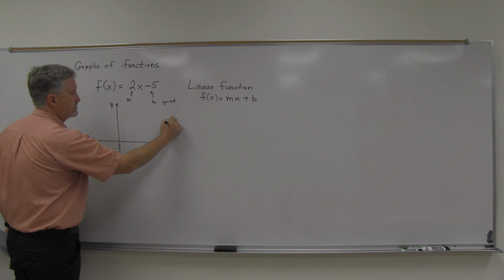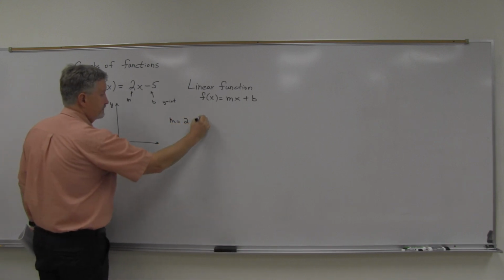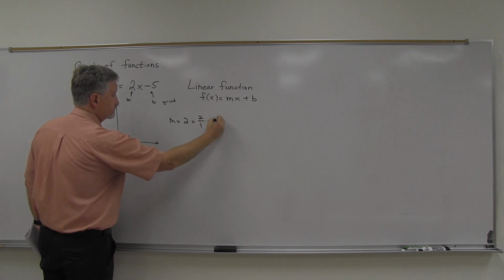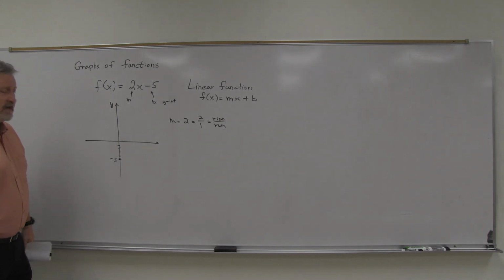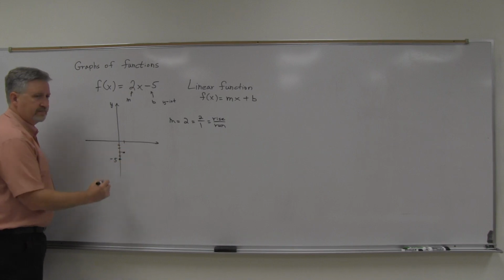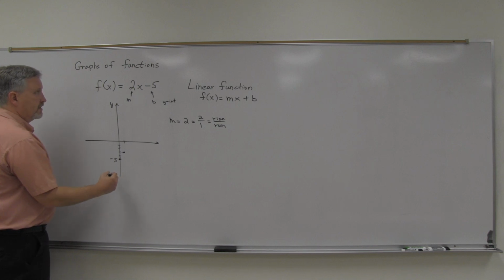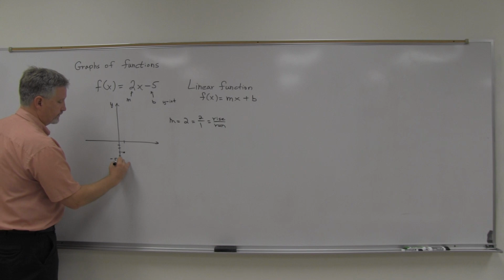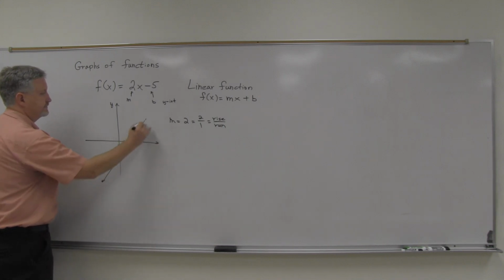Then our slope is 2, and if we interpret that as rise over run, that's 2 over 1. So I'm going to rise 2 and run 1 from the y-intercept point, and that puts me at another point. I could keep doing that, but 2 points is enough to determine a line, since I know it's a linear function, it's a line. There we go. There's our graph.